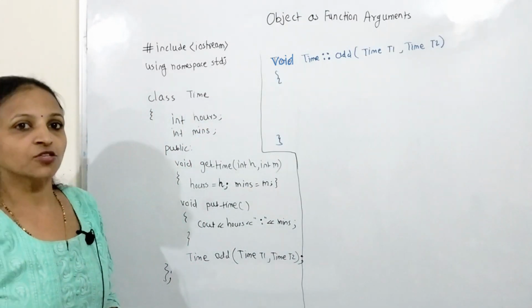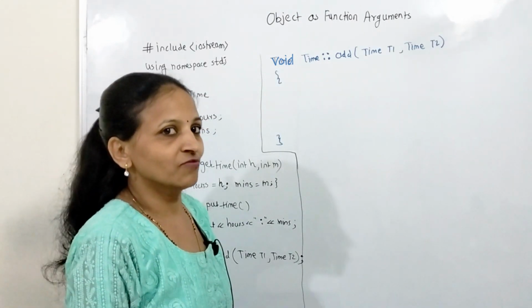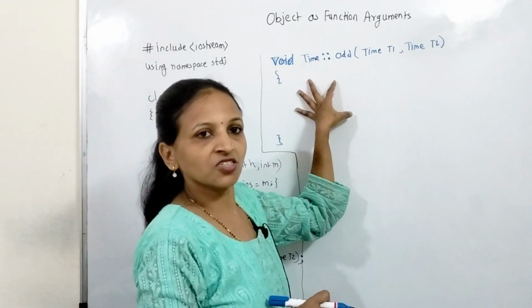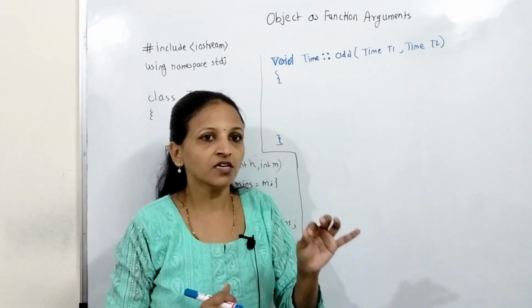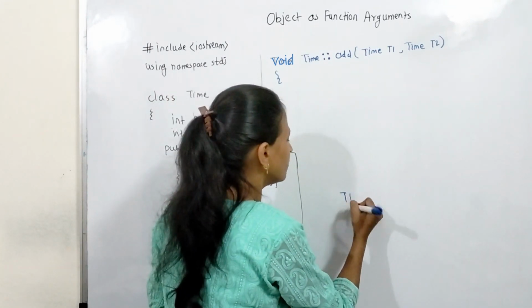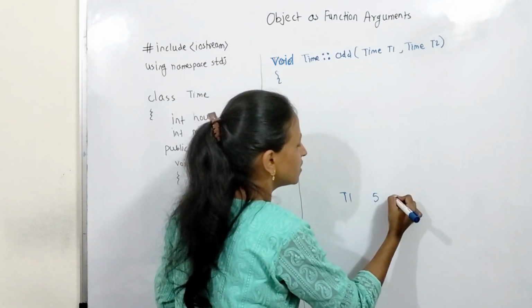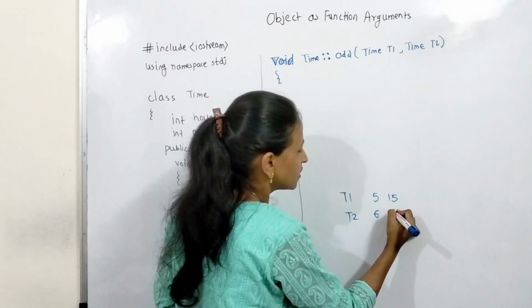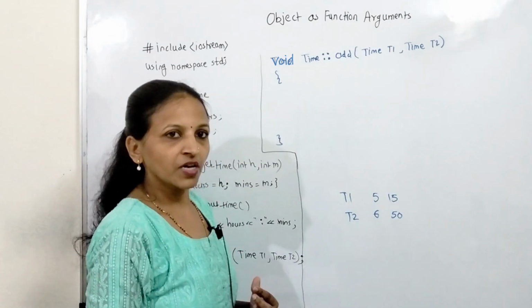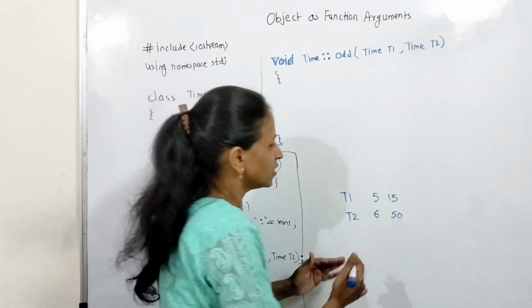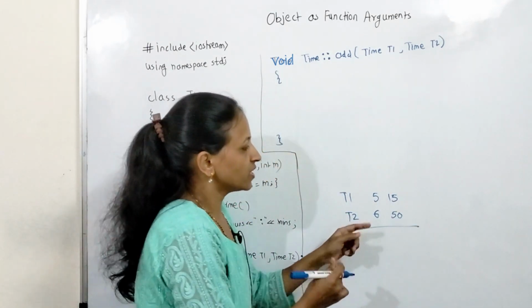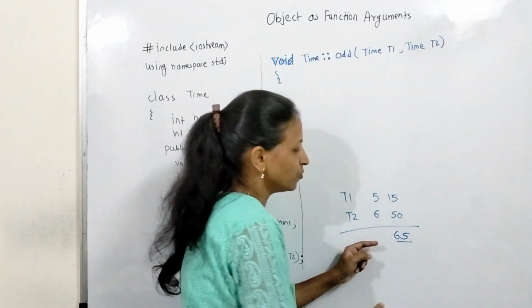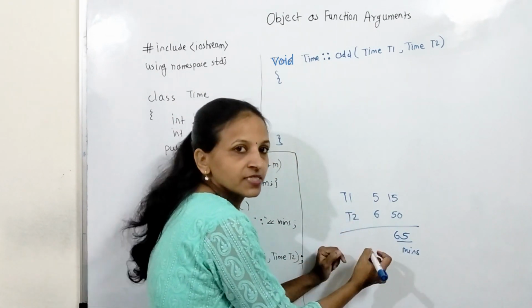Now how to do addition of two times? First, logically we will see how to do that, and then we will put those instructions here. Now consider T1 has time like 5 hours 15 minutes, and suppose T2 is 6 hours 50 minutes. Now what is the addition? Suppose I am doing the addition, what should I get? Here I will get 15 and 50, 65 minutes, and hours 5 plus 6, 11 hours.